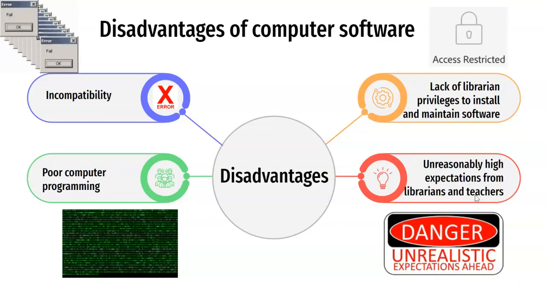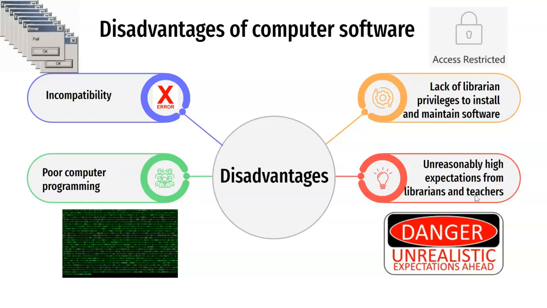Like all good things, there's also bad things. The disadvantages of computer software include an incompatibility between the software and the hardware that we're running it on, which can lead to the terrible error message that you see on the top left corner. We have poor computer programming as number 2. Not all software is created equally, and programming plays a big part in that.